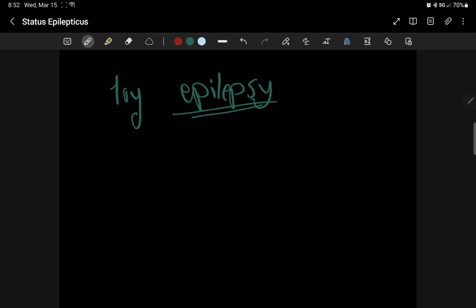So primary seizure is basically epilepsy, something that is happening centrally from the brain. Whether it's genetic in origin or idiopathic in origin, it is epilepsy. Causes of secondary seizures can be multiple. So what causes of secondary seizures can we think of?